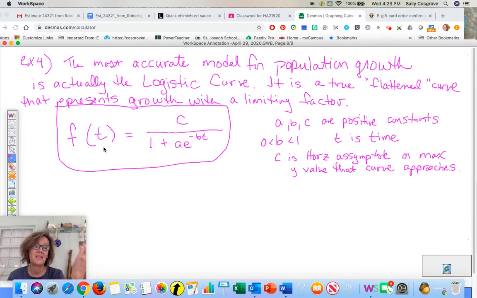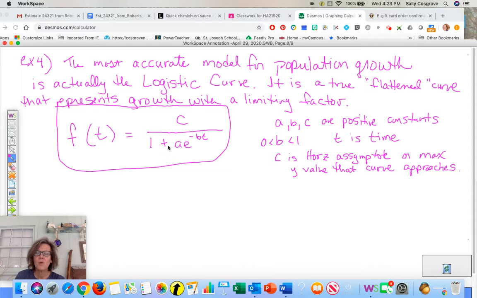F of t, okay, so that's the amount after time t, equals C. C is the max value that you can have, all right? Divided by 1 plus a times e to the negative bt. So you see it's still exponential, but it's exponential in the denominator. So it does something to the curve, right? Then over here I've told you a, b, and c are positive constants. B, which is in the exponent spot, is a number between 0 and 1.